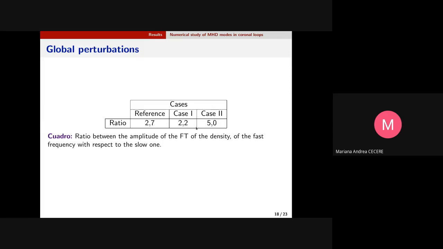For case 1, we obtain a smaller ratio because, due to the higher beta parameter, the system is more hydrodynamic and the slow mode starts to become more important. For case 2, the ratio is 5. When the energy of the perturbation is larger, the fast mode contributes more.